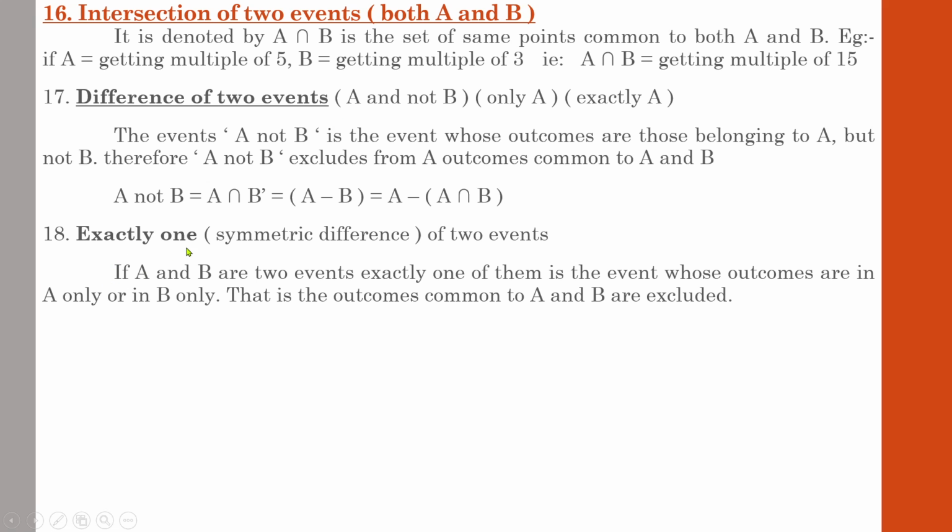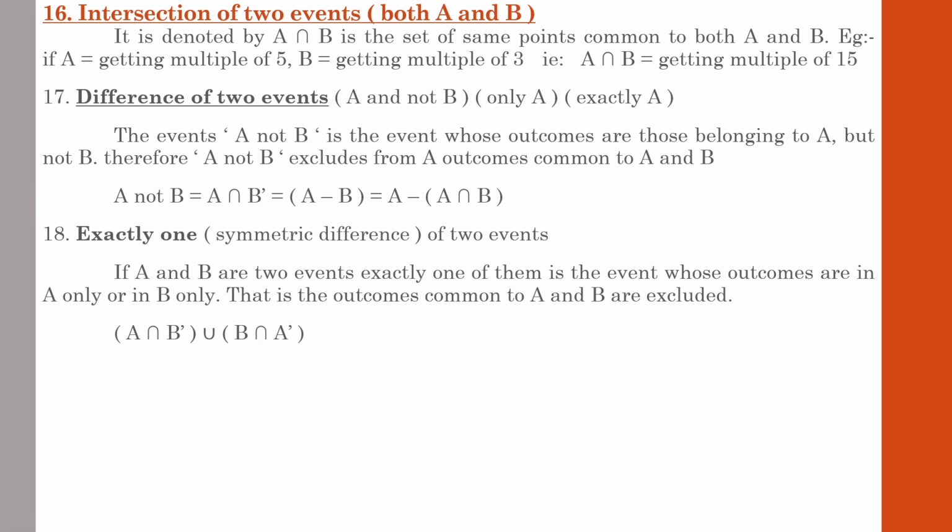But in exactly one you will take both sides. Both sides means it can be a situation of exactly A, or it can be a situation of exactly B. That depends upon the situation. That is, here we will consider both the events. It can be A or it can be B. It can be A or B means exactly A or exactly B. But in the case of difference of two events, you will study only exactly A. Nothing about exactly B. That is the concept.